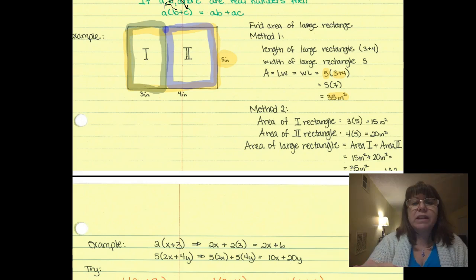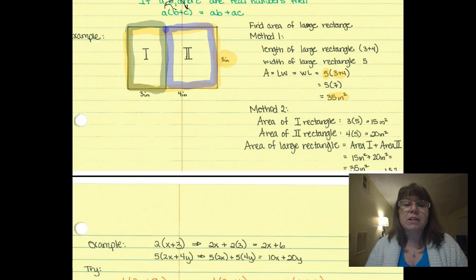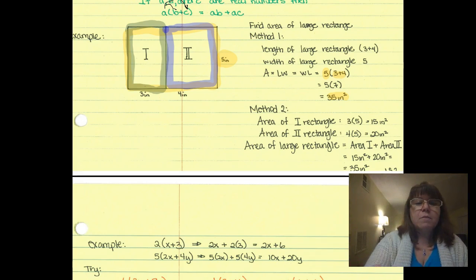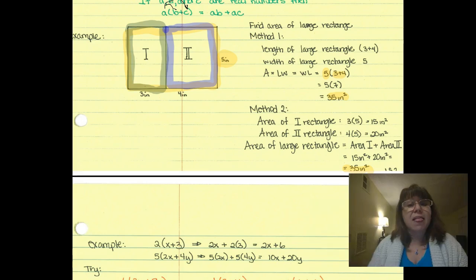The area of rectangle 1 is going to be 3 times 5 inches, in other words, 15 inches squared. The area of rectangle 2 is 4 times 5 inches, which is 20 inches squared. Well, the area of my large rectangle is going to be my first area plus my second area. 15 plus 20 is 35. My answer is exactly the same. That's the distributive property of multiplication. I have a couple more examples for you.